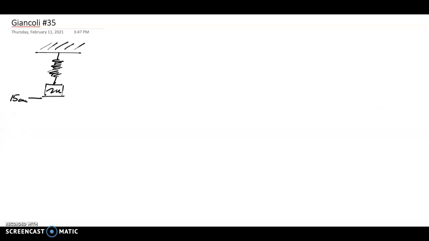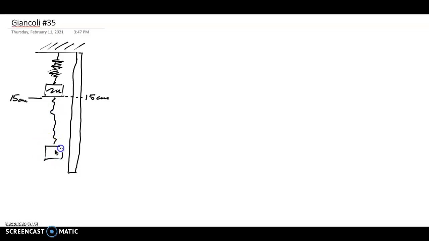15 centimeter mark on a ruler. So you have some kind of ruler here, maybe flush against the wall, up here. And how far will it go down? It says you're reading this at 15 centimeters. Now it's going to extend and stretch out, and then it comes down to here, and you want to read what this is at, the lowest.